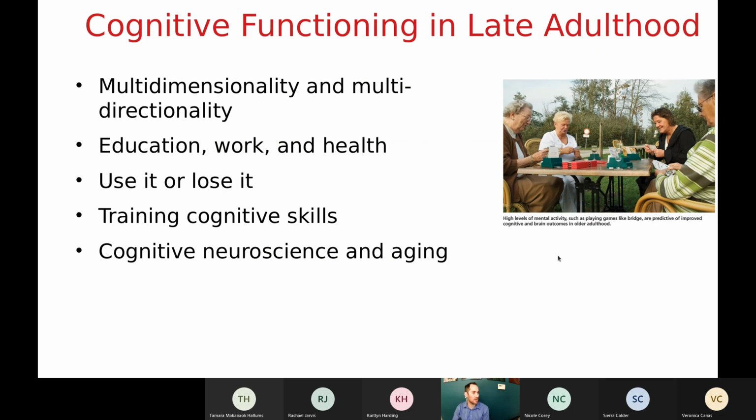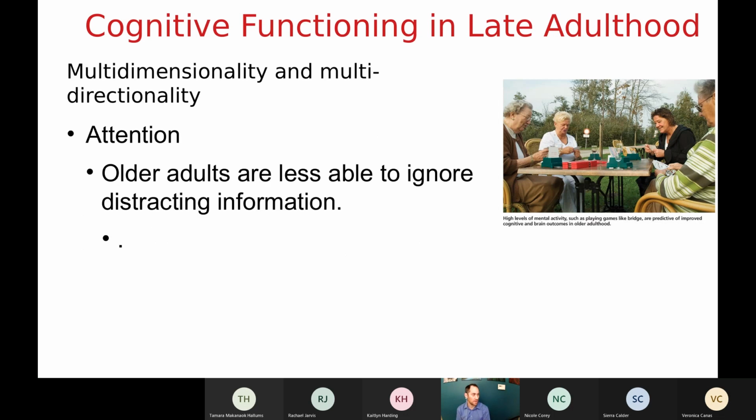All right, well, let's continue on. Let's talk specifically about cognitive function. And we've touched on a lot of these things already, so let's just jump straight into it. That's kind of a summary slide.